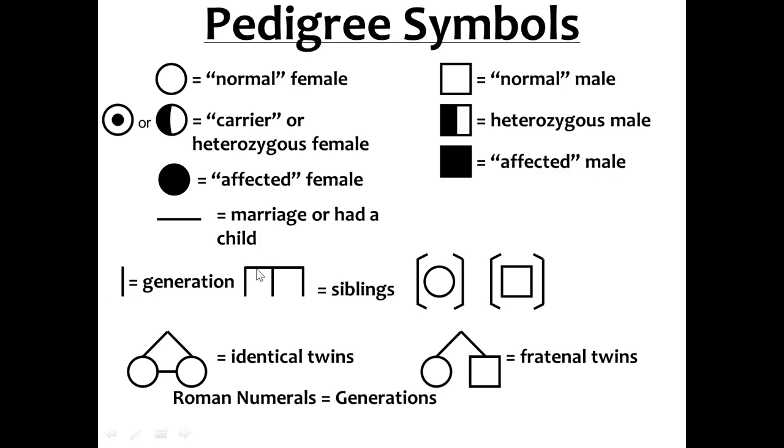These connected lines like this are siblings. So if there's a circle at the bottom of this one, and a circle at the bottom of this one, and a circle at the bottom of this one, all three of those females are sisters. Siblings means brothers or sisters. All right.